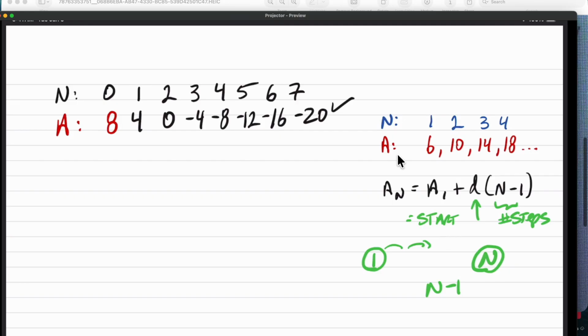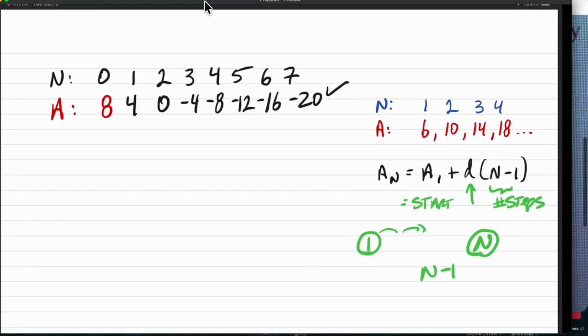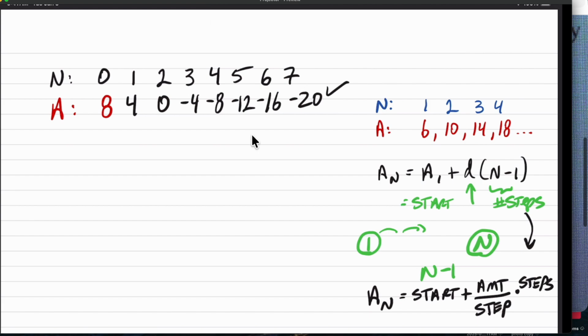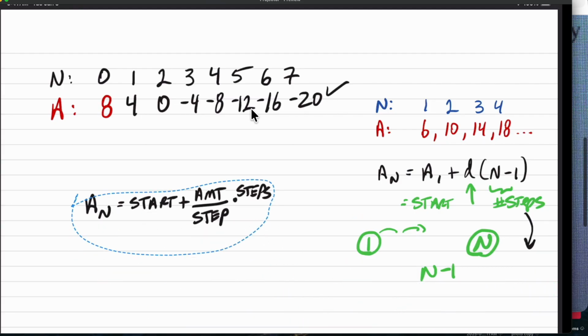Now, why does this formula make sense? Here's why. If you're trying to find the value at position n, you have your starting amount, which is a sub 1, and then you're going to add. The d is the amount that you're adding per step, and then you're going to multiply that by the number of steps. This is really important. Let's bring this out here.